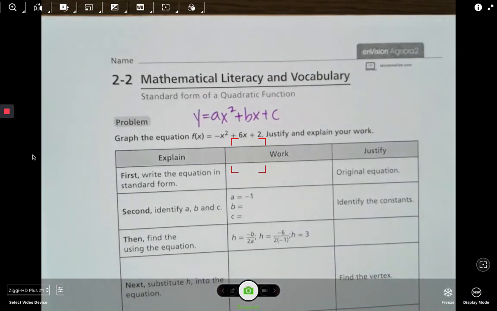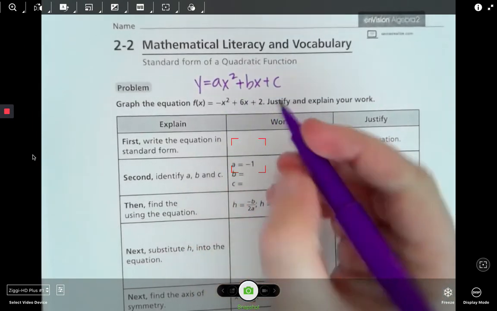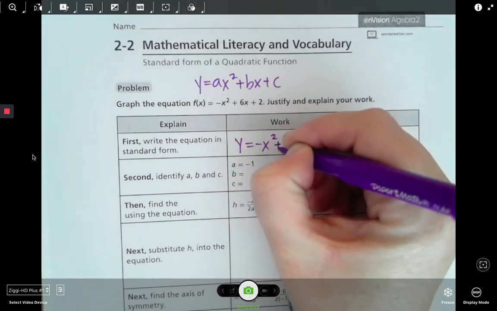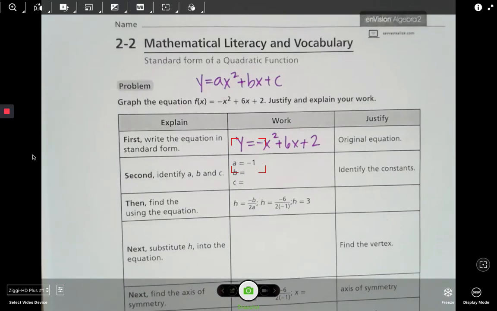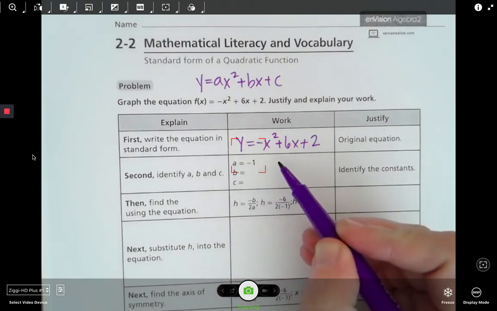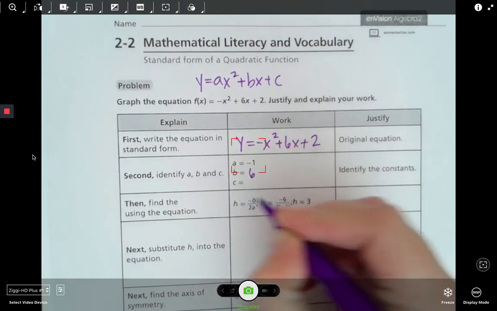That is standard form. So is it already written in that form for us? Yes. So I'm just going to rewrite my equation. Y is equal to negative x squared plus 6x plus 2. Now they want us to identify the constants, so we need to identify A, B, and C. They say A is negative 1. If A is negative 1, what's B? 6 is right. And C is 2.